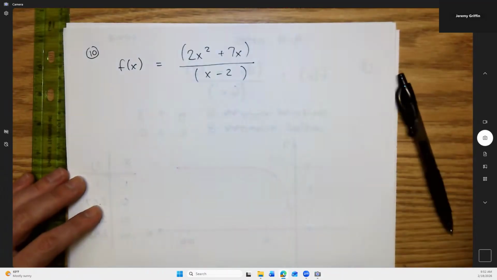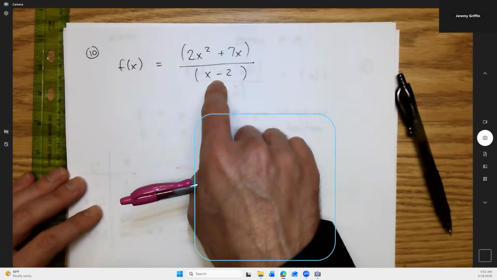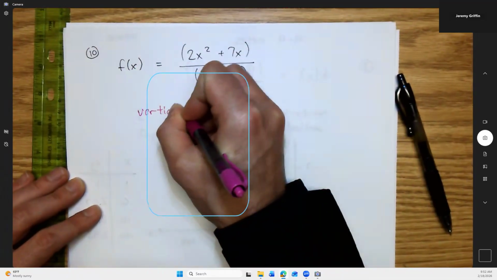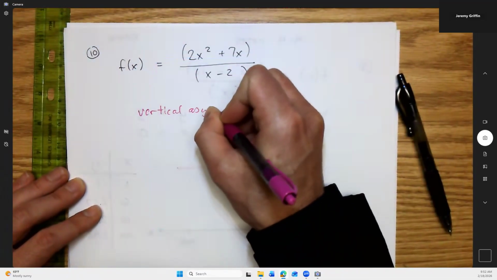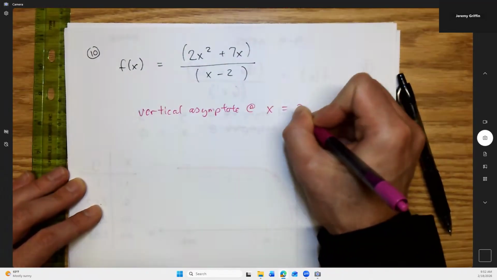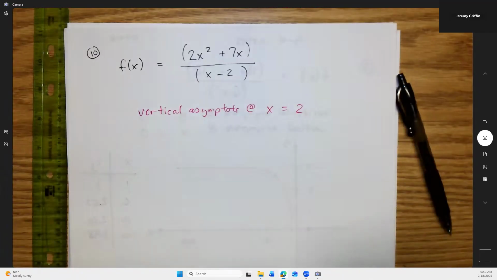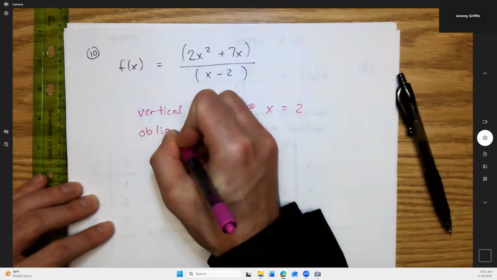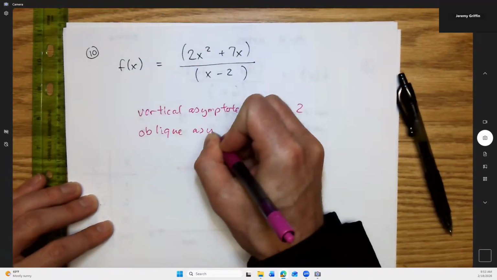Actually, right before I do it, I should do the vertical asymptote first because we can knock that out real fast. Guess what the vertical asymptote is equal to? At x equals positive 2, because you're not allowed to divide by 0. We've done that in the past. You guys know that one. Now the oblique asymptote.